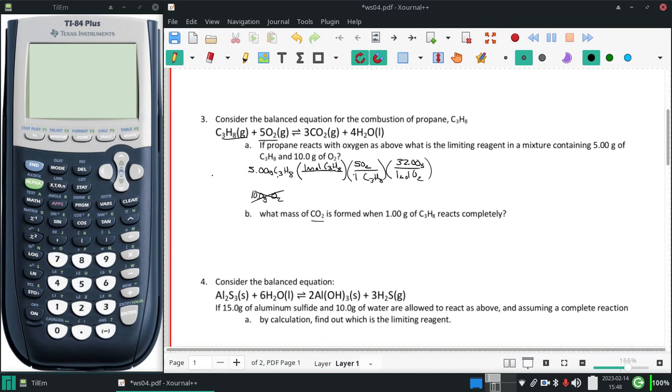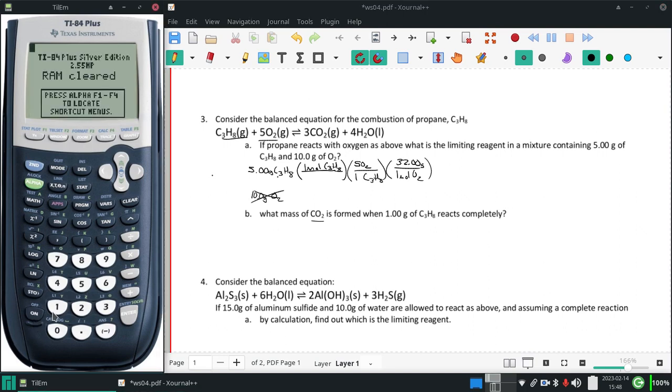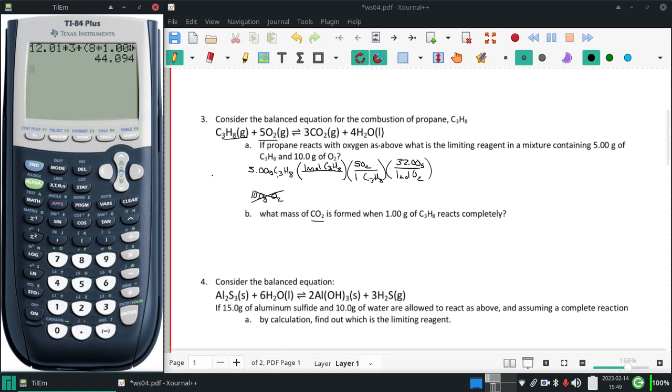that one, 32.00 grams. And to calculate the C3H8, we have 12.01 times 3. Oops, I didn't do it times 3. And then we'll add 8 times 1.008. I didn't do the 8. And I get a molecular weight of 44.09.